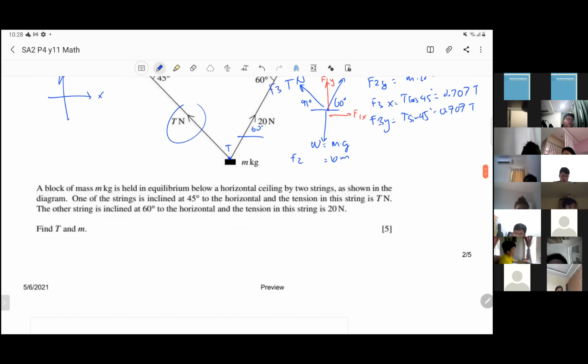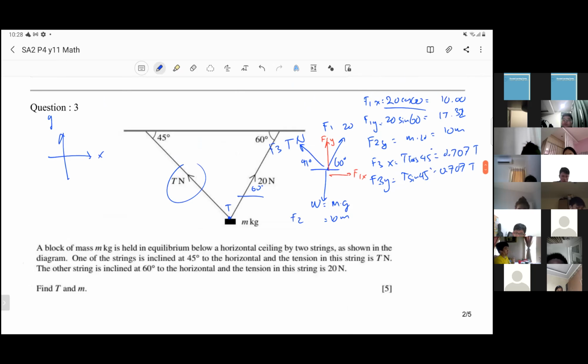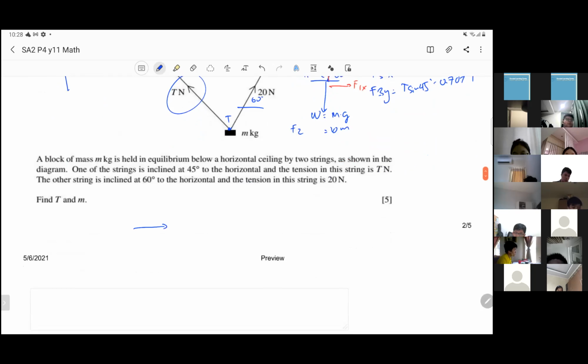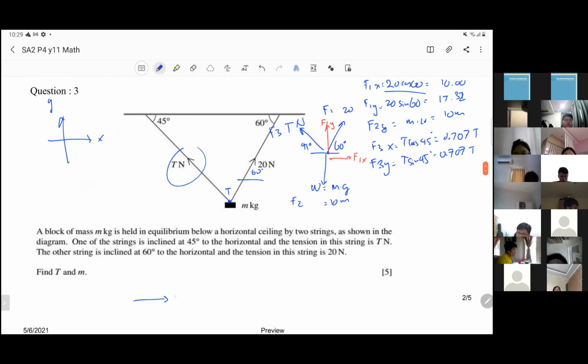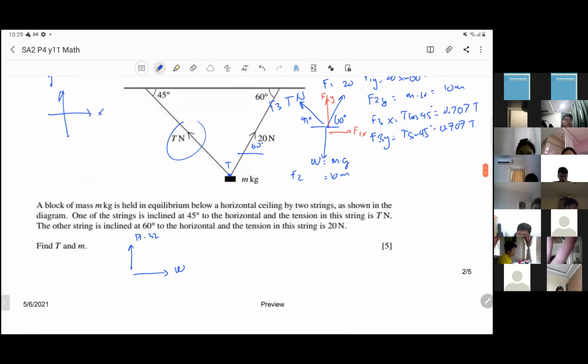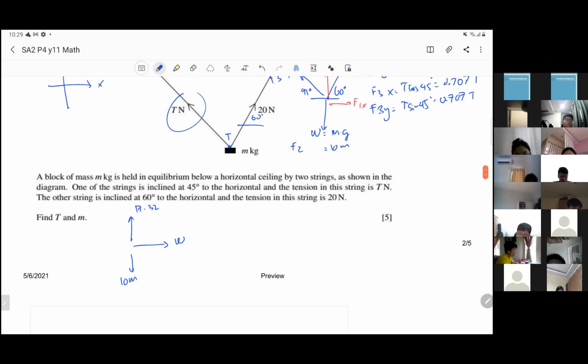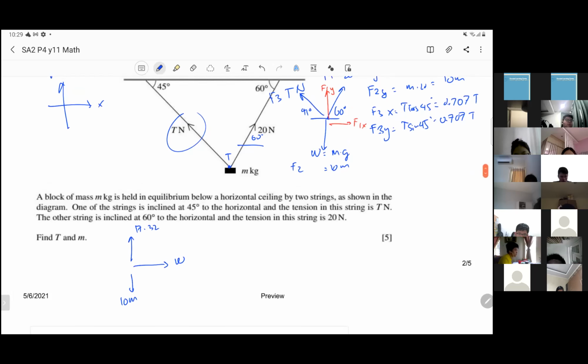Okay, as usual, let us rewrite this in a diagram. Let's start with F1x first. F1x, the value is simply 10. And then F1y going up, it's 17.32. Then F2y, we go down, it's going to be 10M. F3 on the x direction, we have here 0.707 of T. And the last one, F3y, going up, 0.707 of T.